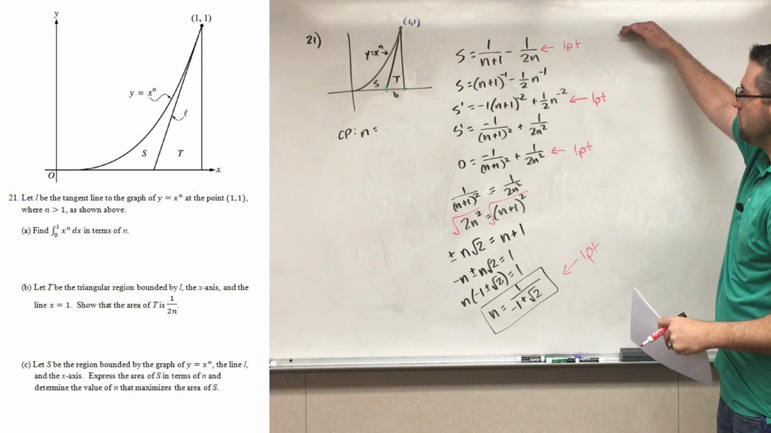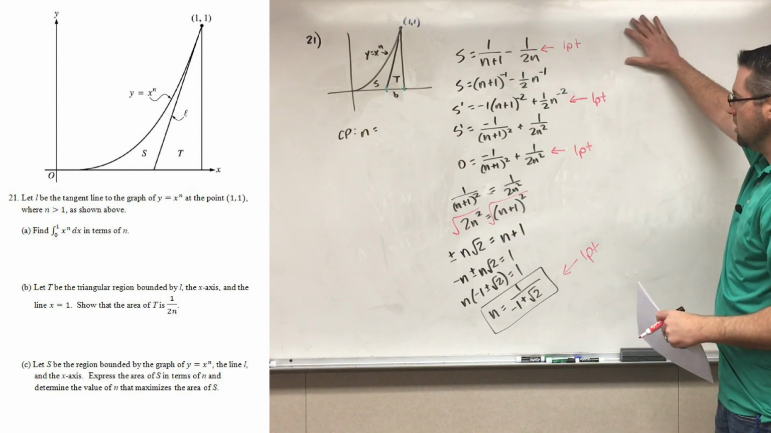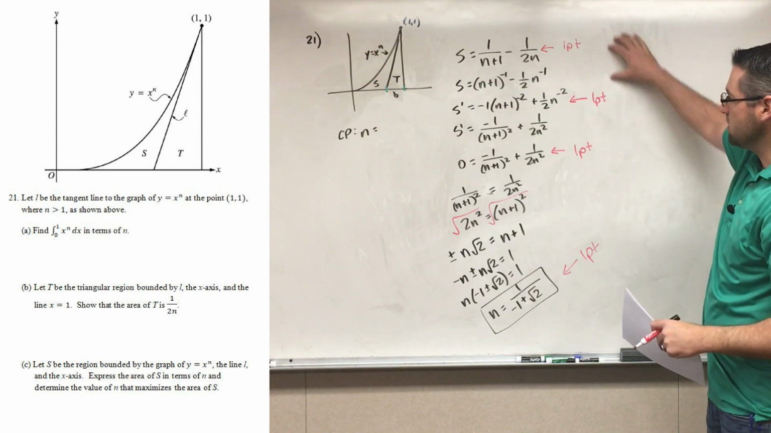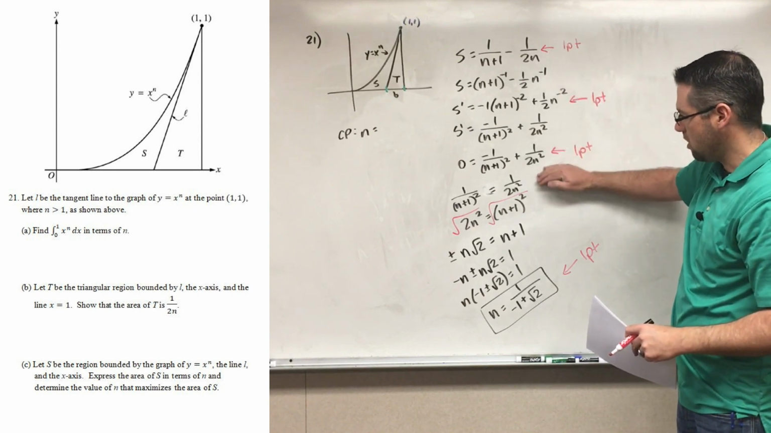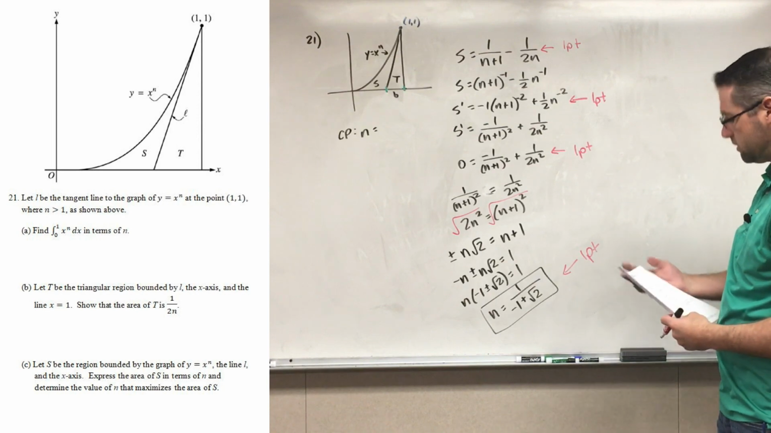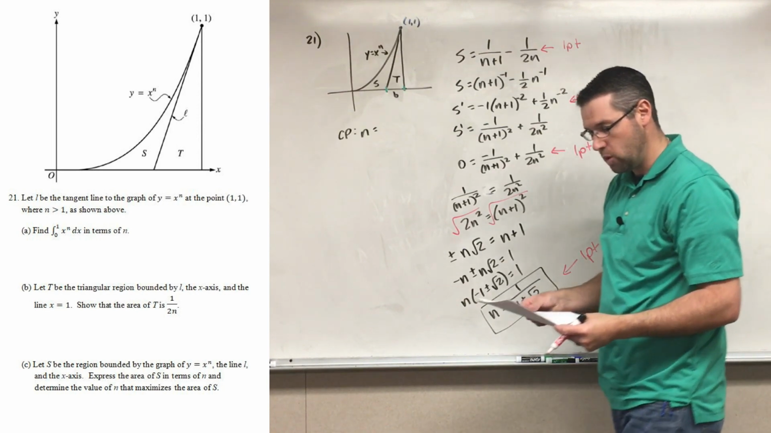So you can see that you got through most of the work, most of the points, based on the calculus stuff: the area expression, the derivative, set the derivative equal to 0. All of this is algebra, and it's only worth 1 point. So, all right, that's the end of number 21.